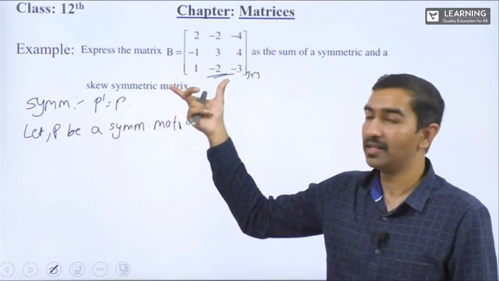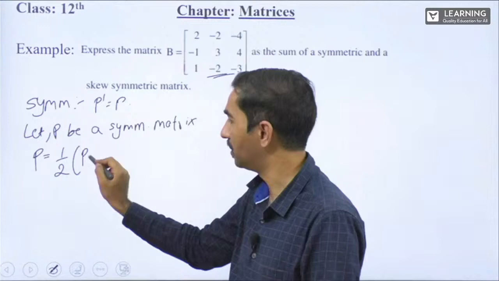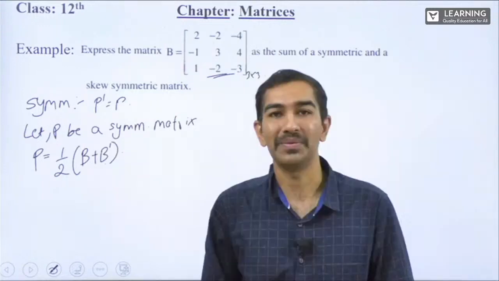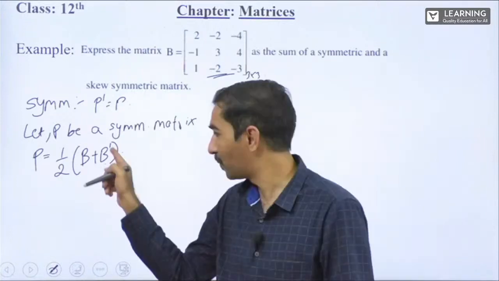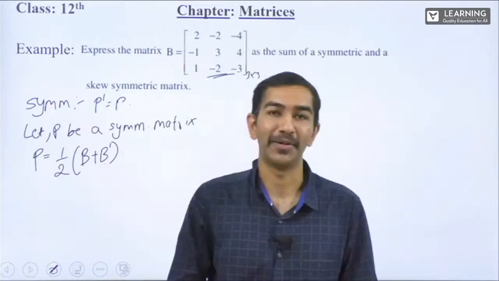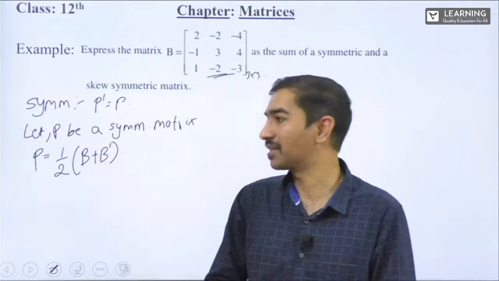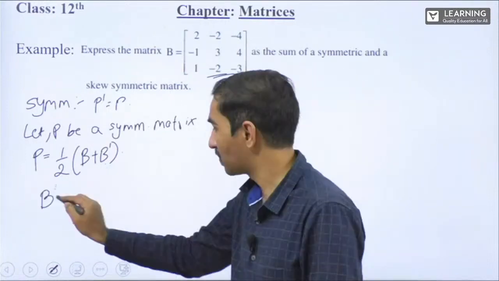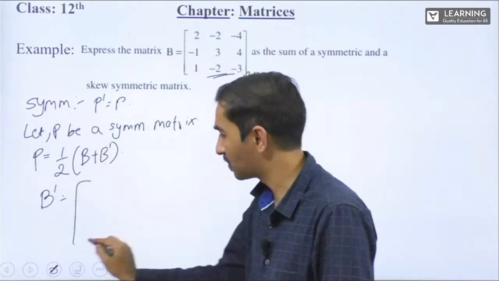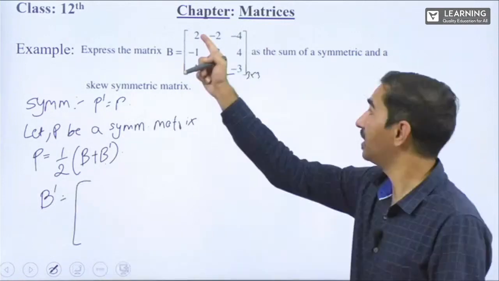Now for P to be a symmetric matrix, B is given to us. So B plus B dash, B dash being the transpose of a matrix, also written as B to the power of T or B to the power of 1 or B dash. Now we'll find this out. What is B dash? B dash is nothing but the transpose of B. What is transpose? Writing the rows as columns.